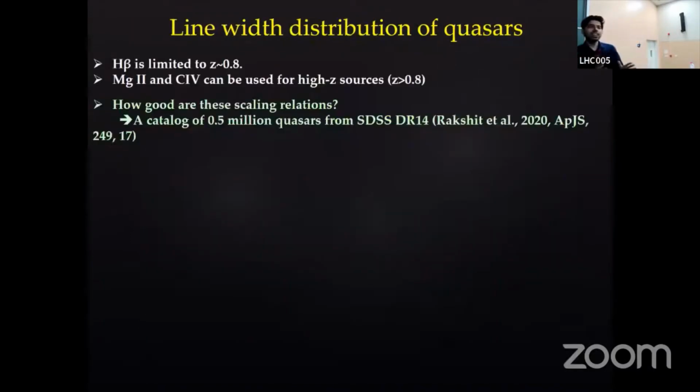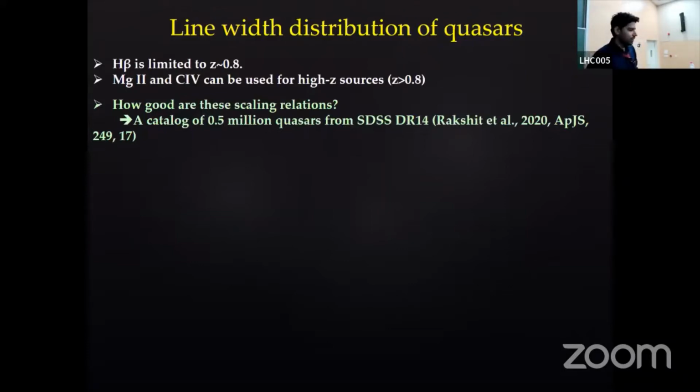All the relations that I talked about are based on H beta, because on the x-axis you see the H beta. But H beta is limited to redshift 0.8. So what about high redshift? If you want to go to redshift 4 or 5 or 6 or 7, there you have other emission lines, mostly MgII and CIV. The H beta is still there, but it is redshifted out of the spectral coverage of ground-based surveys. So you need to have MgII and CIV, but can we use those lines and how good are they?